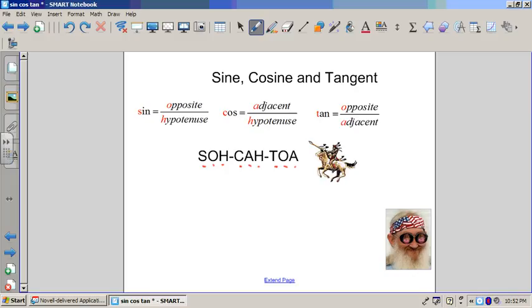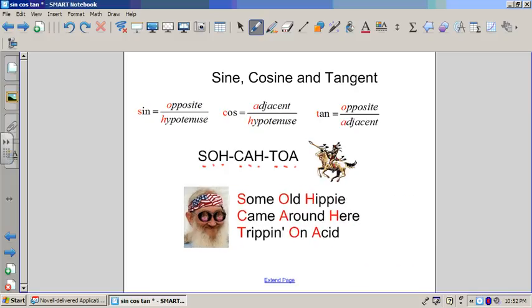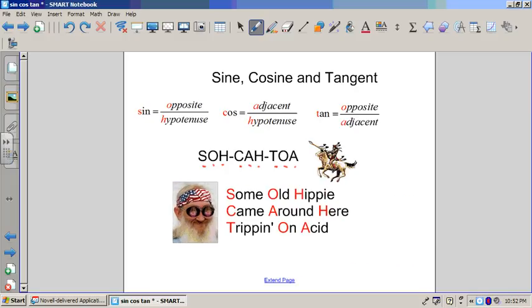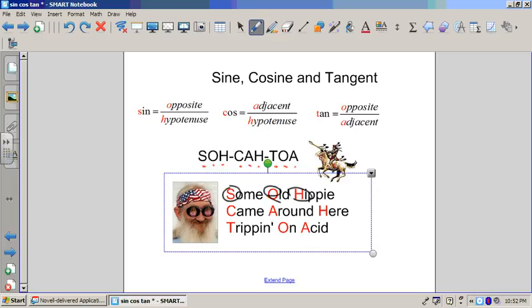That one is fine. That's not the one that I was told when I was growing up. The one that I always remember is a phrase, some old hippie came around here tripping on acid. Why I remember that, I'm not sure, but it worked very well for me. The sine is the opposite over the hypotenuse. The cosine is the adjacent over the hypotenuse, and the tangent is the opposite over the adjacent. Some old hippie came around here tripping on acid.